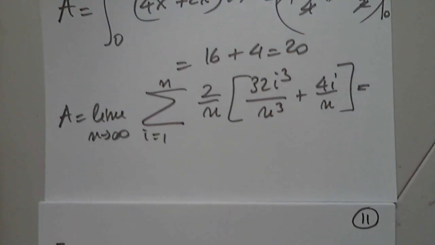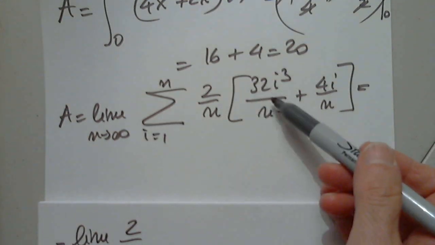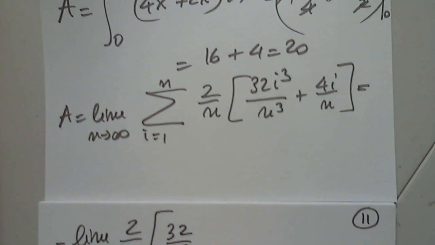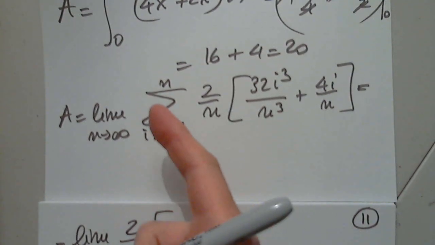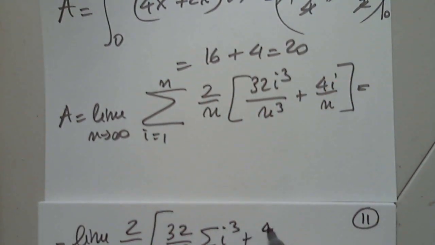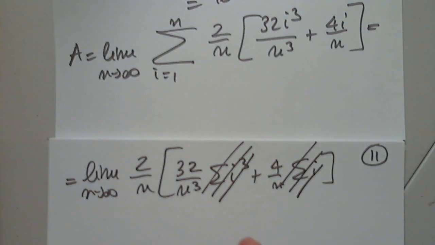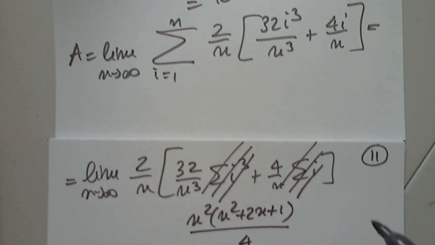No. I take 2 over n outside. I apply the sum to this, taking the constant outside: 32 over n cubed, the sum of i cubed. I apply the sum to this, 4 over n, the sum of i. I replace this, and I replace this, this by n squared plus 2n plus 1 over 4, and this one by n plus 1 over 2.